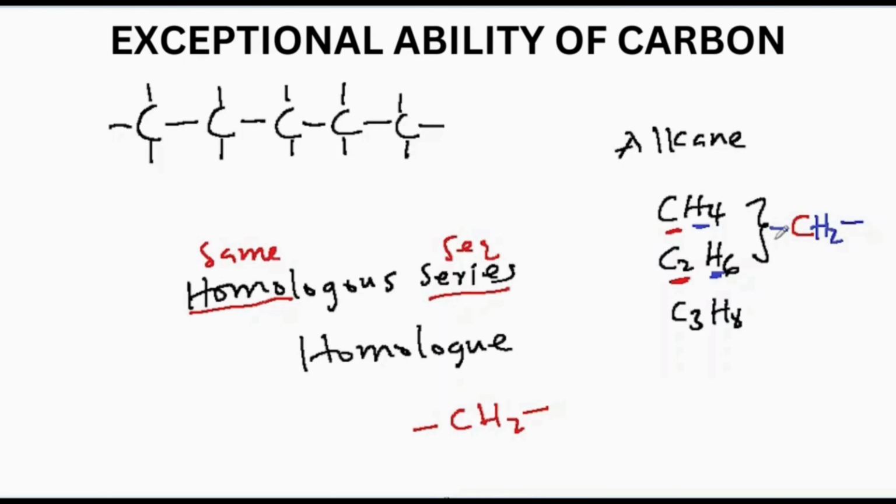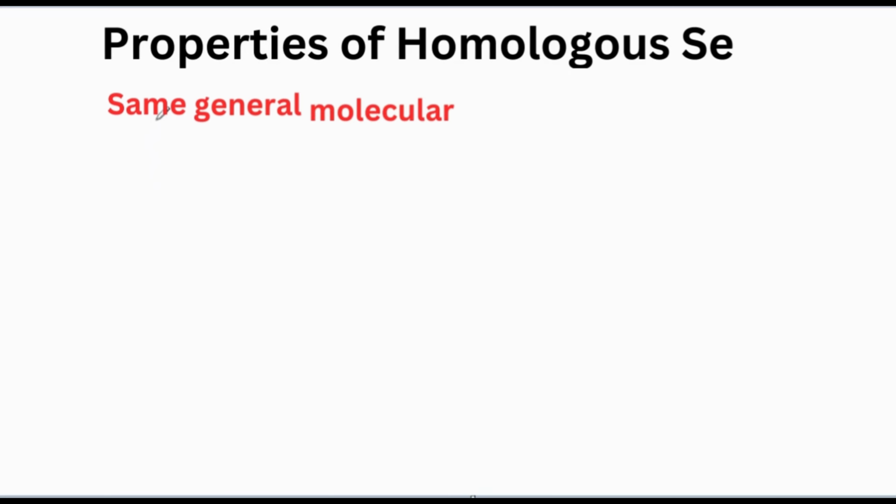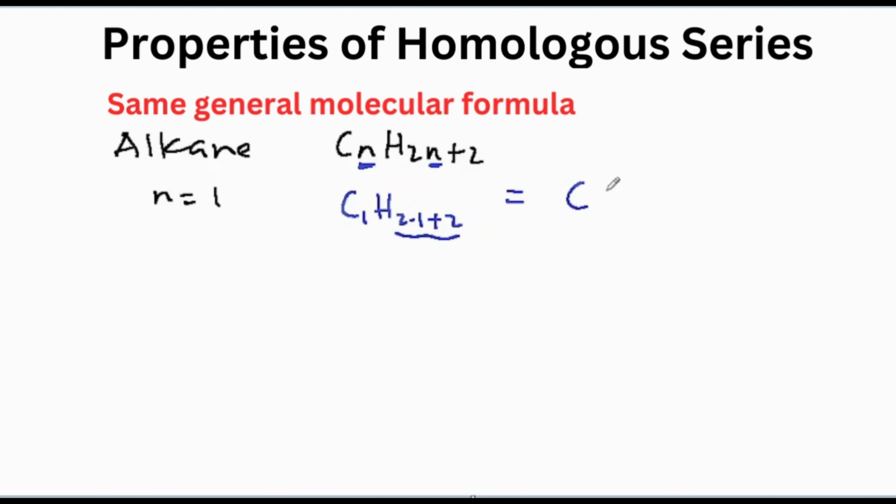Now let's consider the properties of homologous series. The first property that we're going to consider is that members of a particular homologous series have the same general molecular formula. Let's consider alkane as a case study. Their general molecular formula is CnH2n+2. Let's see what the first member looks like. When n is 1, we have C1, H2 times 1 plus 2. So 2 times 1 is 2, plus 2 is 4. We have CH4.